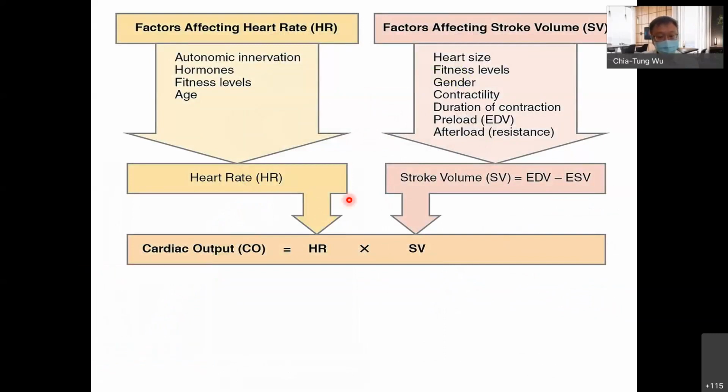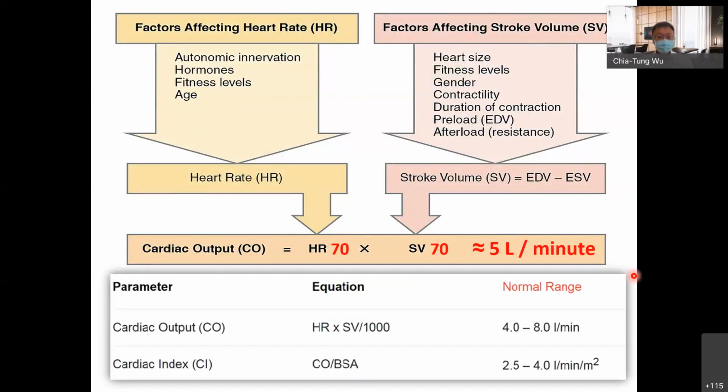Okay, then I will explain the cardiac output. Cardiac output equals the heart rate times stroke volume. Usually our heartbeat is around 70 per minute, and our stroke volume, as I showed you, is around 70. So the cardiac output is close to 5 liters per minute at rest. So this is our cardiac output.